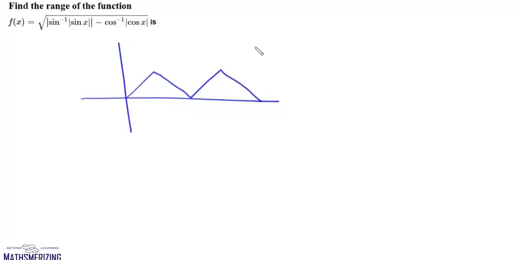Find the range of the function square root of mod of sine inverse of mod sin x minus cos inverse of mod cos x. Now we'll recall the graph of sine inverse of mod sin x and cos inverse of mod cos x. This is the graph for y equals sine inverse of mod sin x, and since sine inverse of sin x is greater than or equal to 0, then graph of mod of sine inverse of mod sin x will be same as graph of sine inverse of mod sin x.